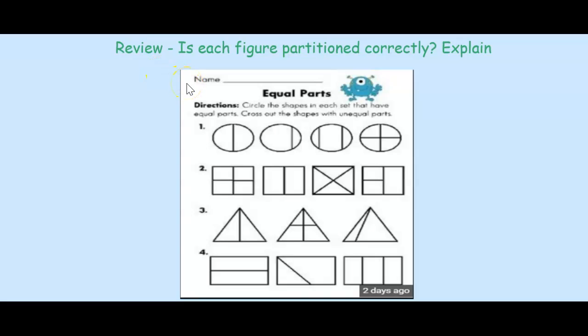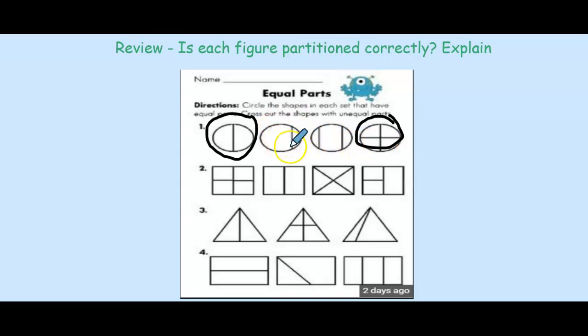Let's review, boys and girls. Is each shape or figure partitioned correctly? Let's explain. Number 1, can you find the shapes that are partitioned correctly? Point to them. That's right, the first shape is partitioned correctly because we have 2 equal parts, and the last shape is partitioned correctly because we have 4 equal parts.